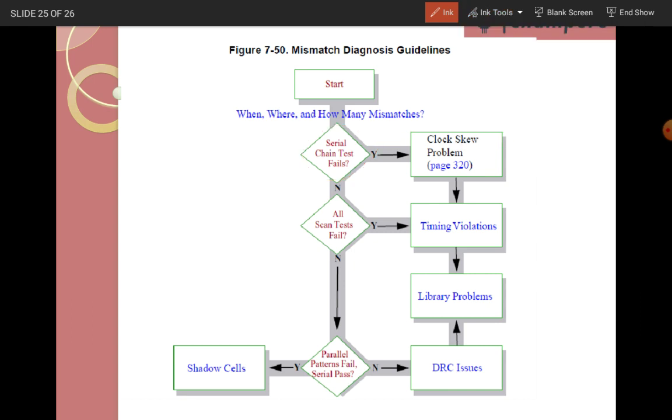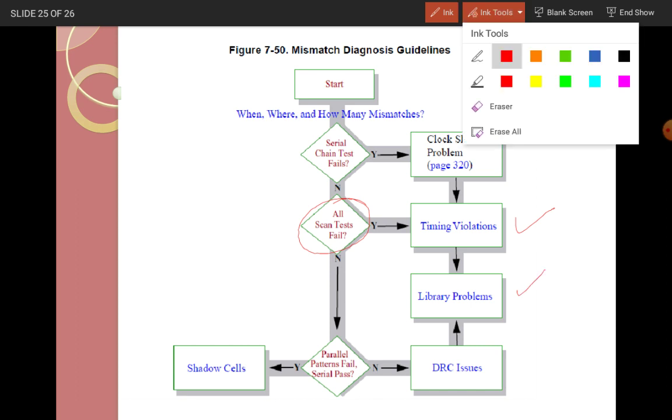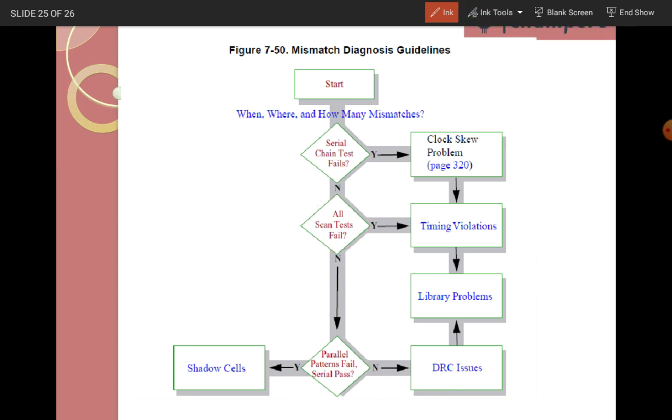Coming to the next one, all scan tests fail. All scan tests failing means timing violations may be the issue, or library problems. Okay, so this is one issue. And next one, parallel pattern fails, serial passes. Parallel pattern fails while serial passes means a shadow cell issue. There may be a problem in the shadow cell.